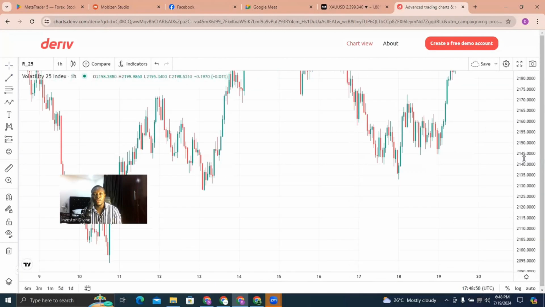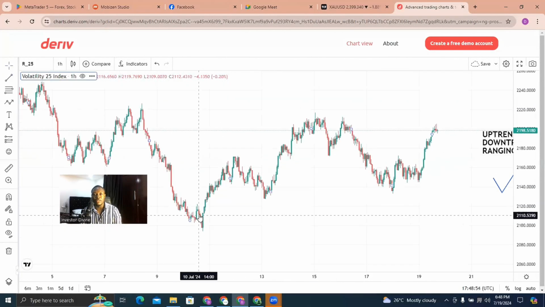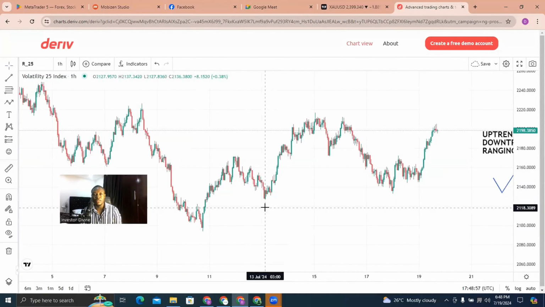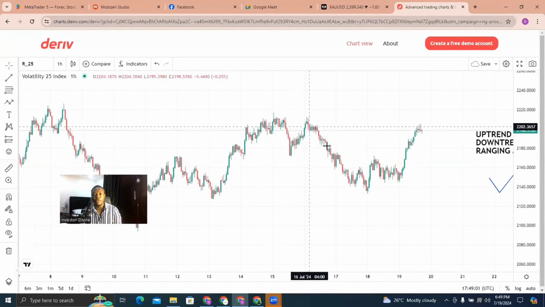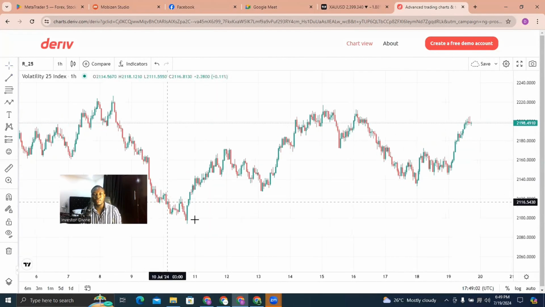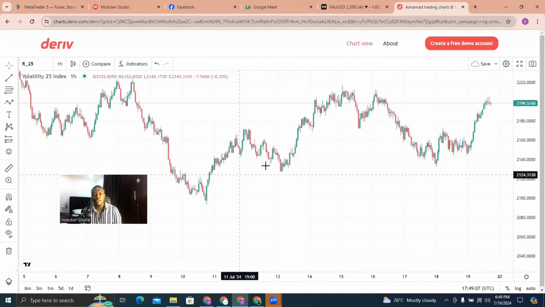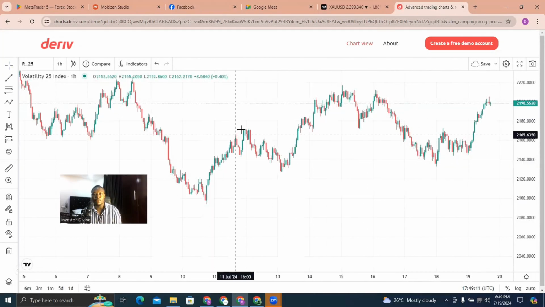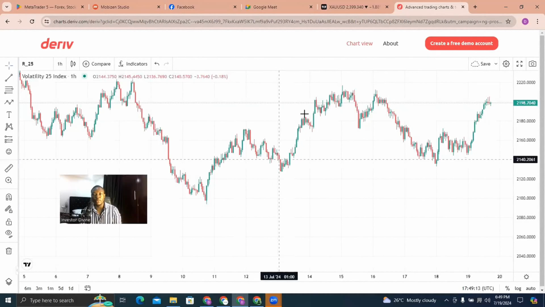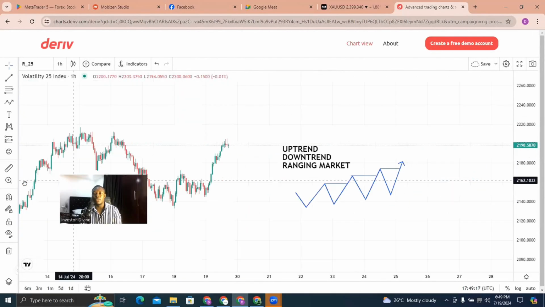Just like this one, the market is doing something like this, going up. So at this point here, you can say the market is in an uptrend. You can see how it keeps coming up. It will come down, then it will break the previous zone. You can say you're in an uptrend.